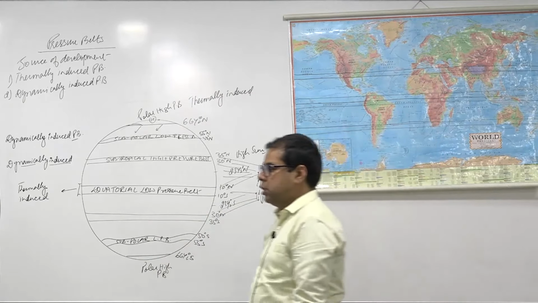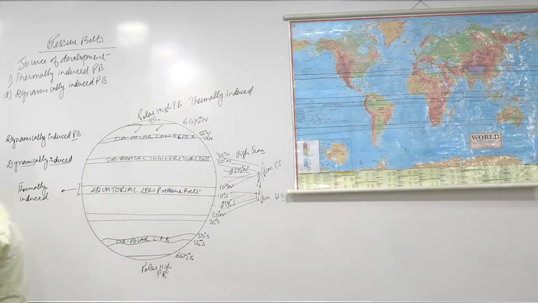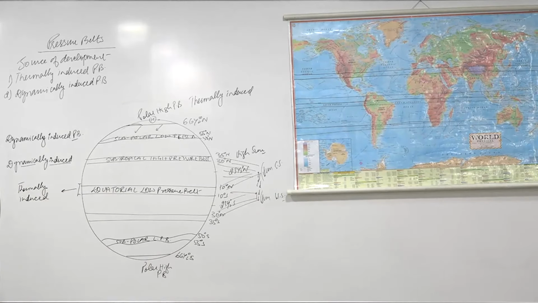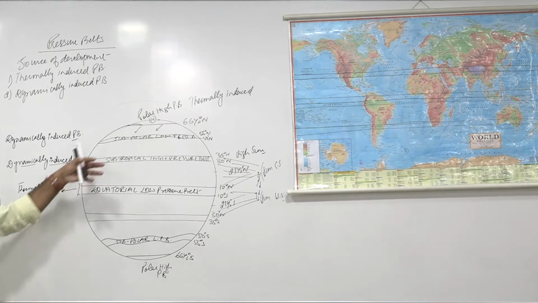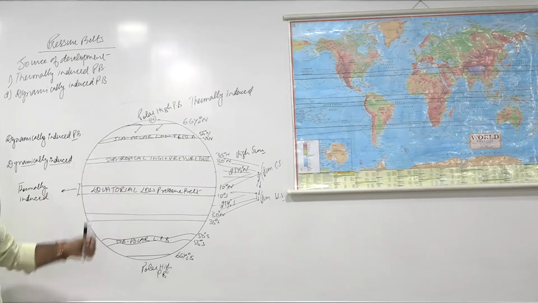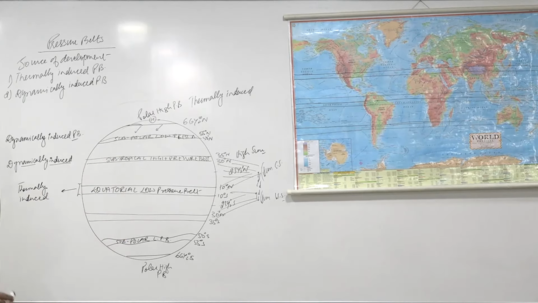How many pressure belts have been observed on the earth? Quickly. How many pressure belts have been observed on the earth? How many is it? Arre, 7, right. 3 in the north, 3 in the south, 1 equatorial low, 7 pressure belts.